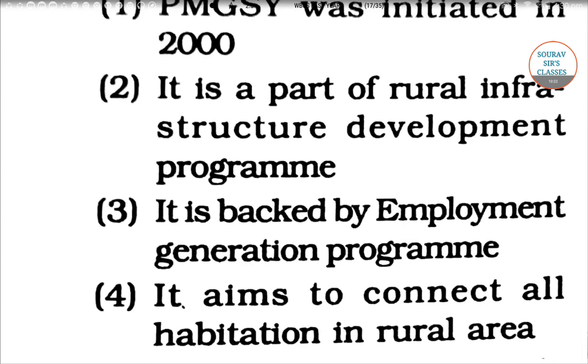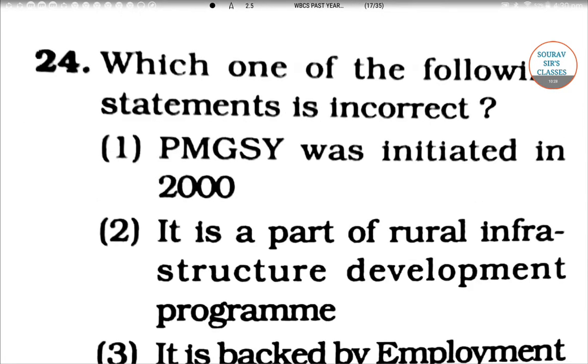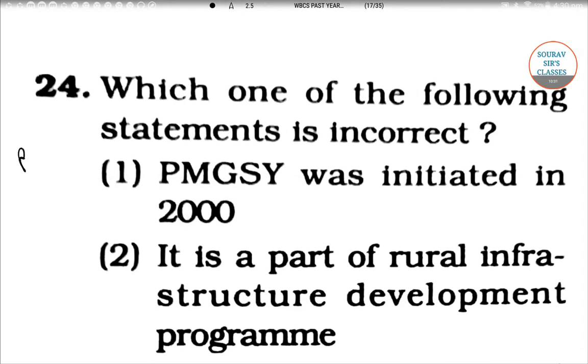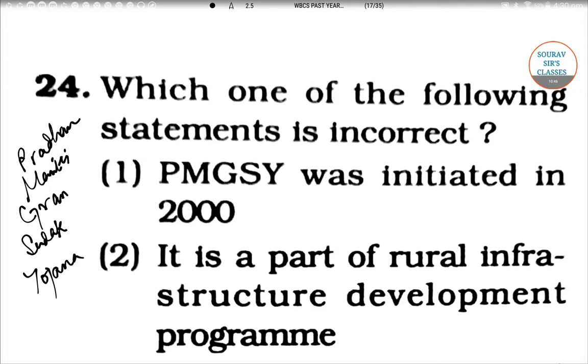So first let's discuss what this PMGSY is, what is its full form. It is Pradhan Mantri Gram Sadak Yojana. So it is a yojana or plan for the development of roads in rural India, that is in villages, because Gram means village in Hindi. So it's a program which is associated with construction of roads in the rural areas.